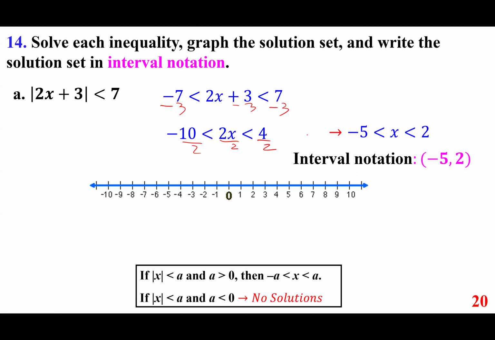On a number line, we look at negative 5 and 2. The endpoints are not included. So there are 2 ways to show that. Either you use parentheses, that means the endpoint negative 5 and then endpoint 2 is not included, or you can go with a hole. Everything in between is fine, but there is a hole at the end. If the endpoints are included, it's a solid.